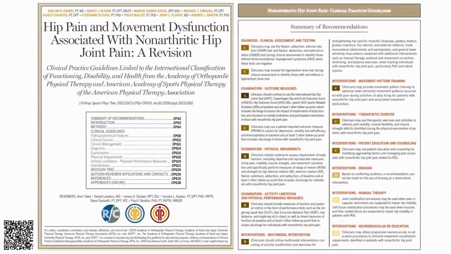Now to the 2023 publication. You can see an expanded number of recommendations. Overall, there is stronger evidence to support our recommendations, so they received a stronger recommendation level. Again, in this particular video, we will focus on diagnosis and examination, but it is important to note that though we're not covering them, we did make recommendations for interventions as well.